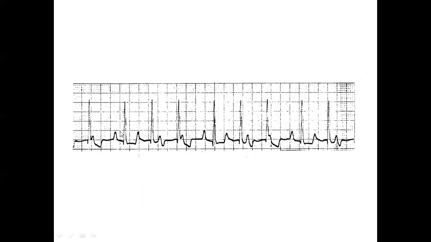If there's no relationship, that means that this is coming from the junction. It has to occur perfectly regularly.